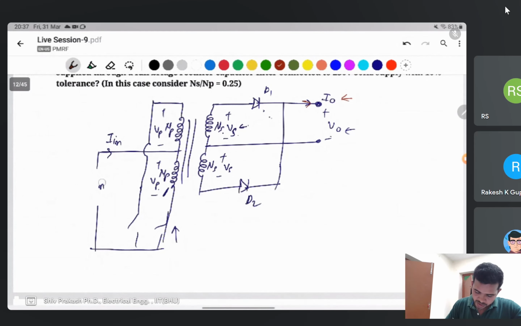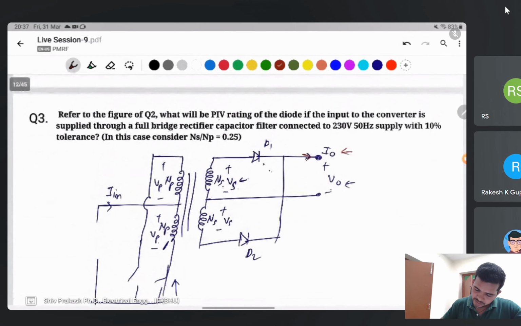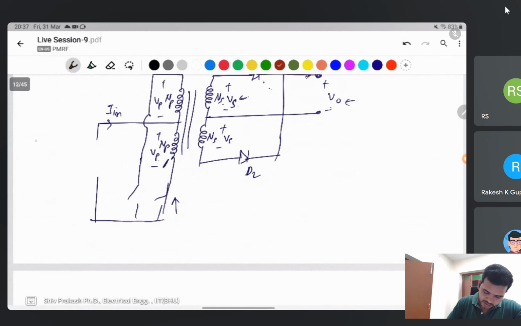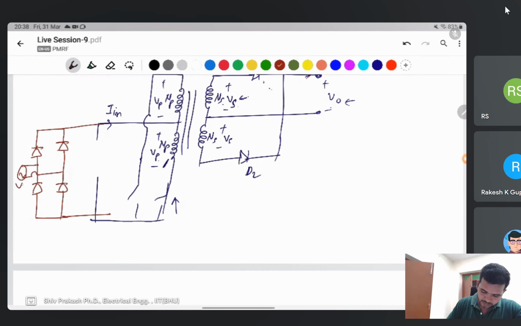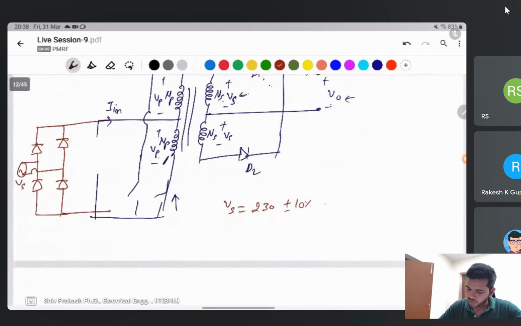It is given an input voltage supply from the full bridge diode rectifier. Vs is given as 230 volt, with a tolerance of plus or minus 10%. What is the maximum voltage?